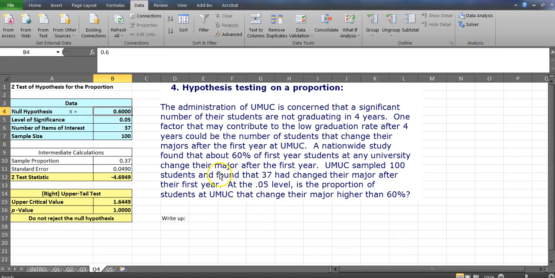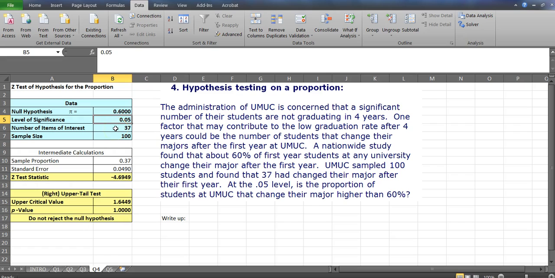Question 4. Okay, so this is hypothesis testing on a proportion. Again, you take the information from the problem. In this example, I have 60%, so I just put in 0.6 here. Our significance level is 0.05, so we just plug it in there.